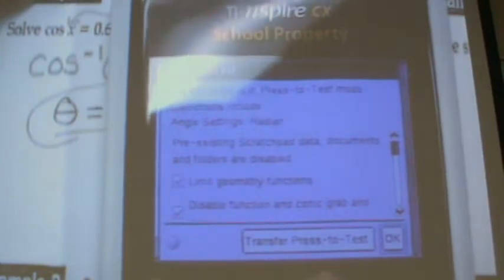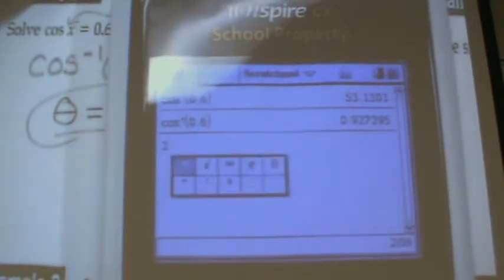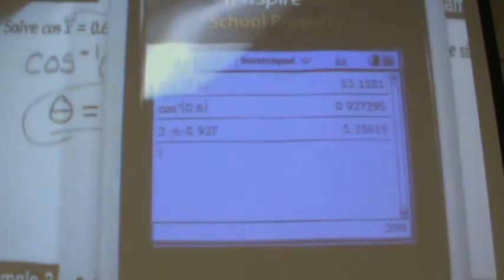So turn your calculator back on. Two pi, so you can hit 2, and then there's a pi button right here. 2 pi minus 0.927. So the other answer is 5.356.